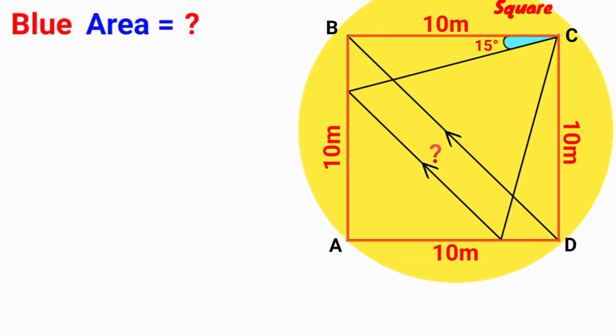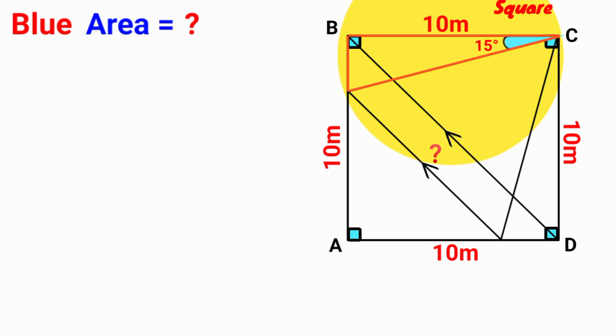Another property of a square is that all four of its angles are right angles. That is, this angle, this, and this are right angles. Look at this triangle here. Because of this right angle, it is a right angle triangle. Since we have the length of this side to be 10 meters and this angle to be 15 degrees, we can use SOHCAHTOA to find the length of this side.